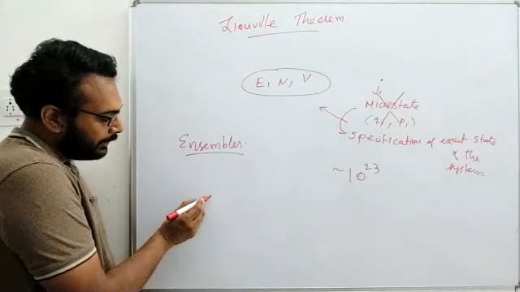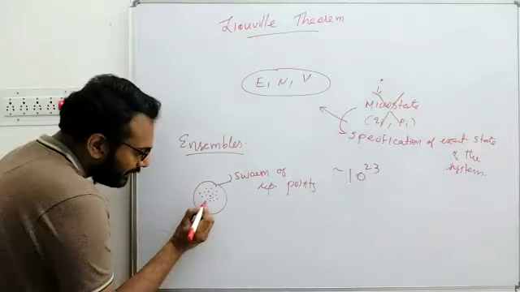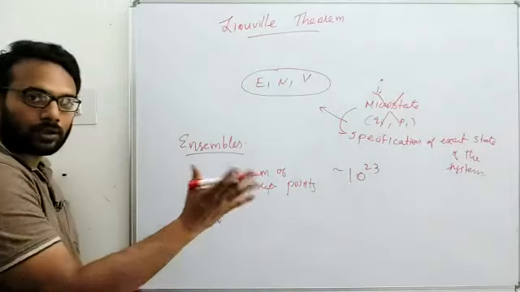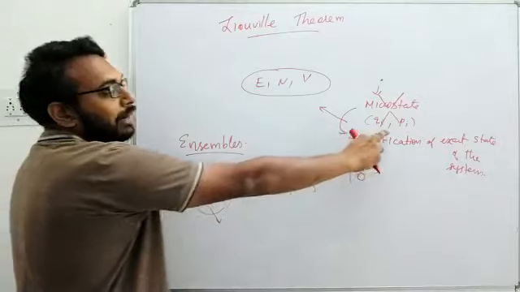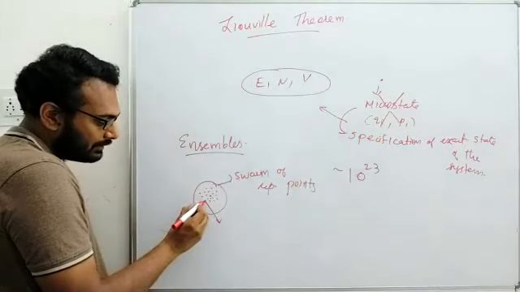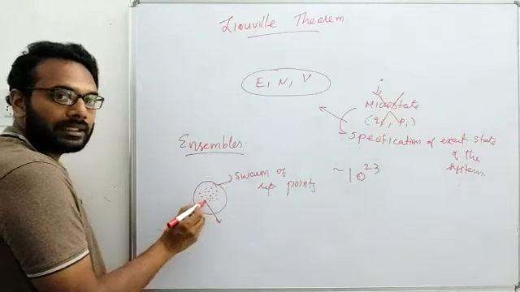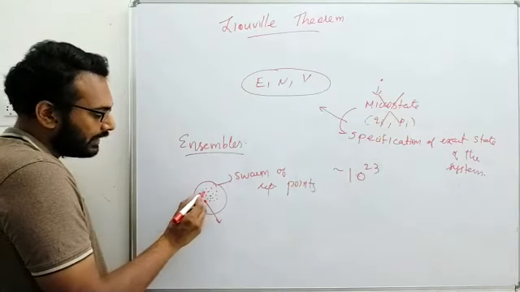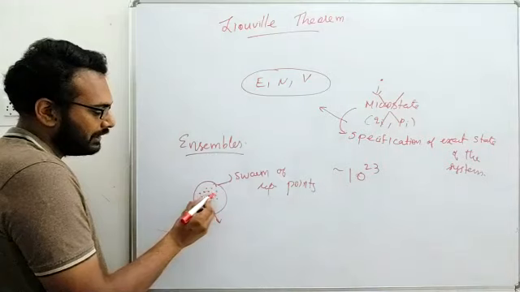This ensemble corresponds to a swarm of representative points. It's a collection of representative points. Now each point here corresponds to a completely different configuration, a completely different microstate of the system. This is the whole gas, represented by one point in the phase space. So each point corresponds to a different microstate.